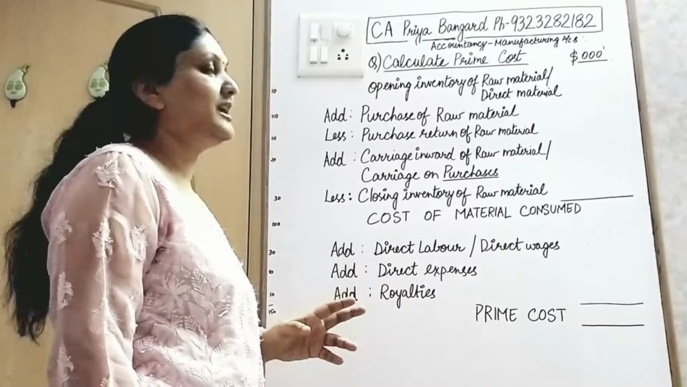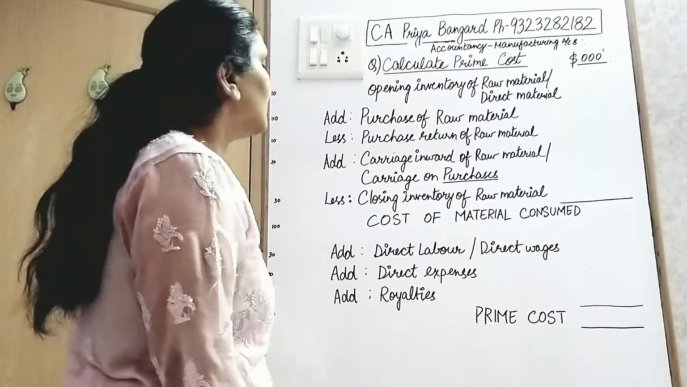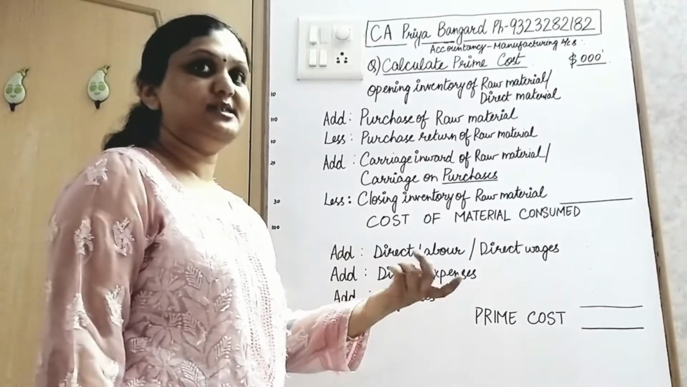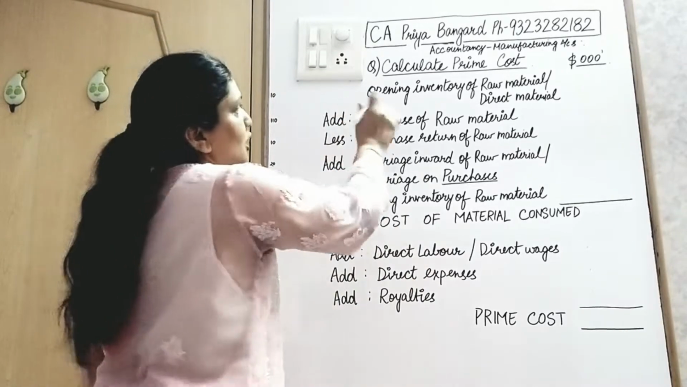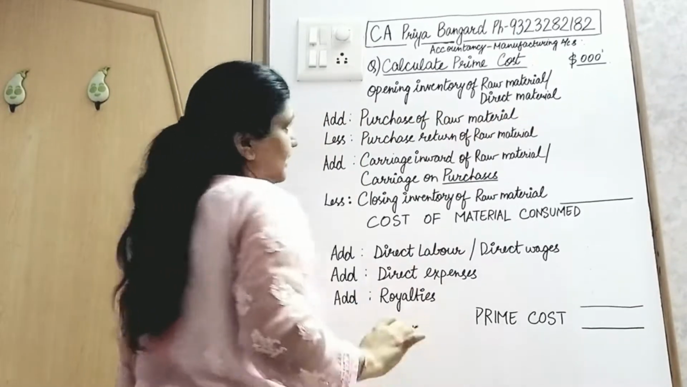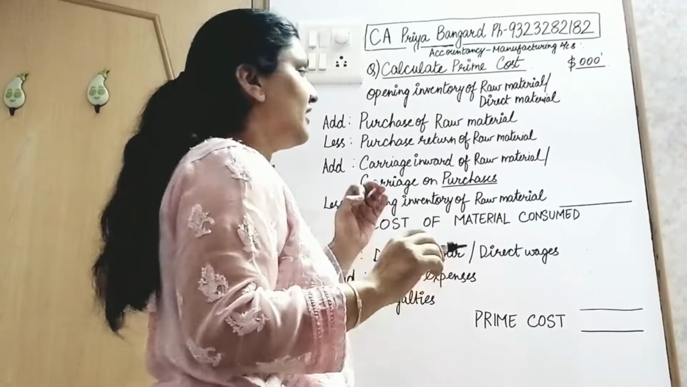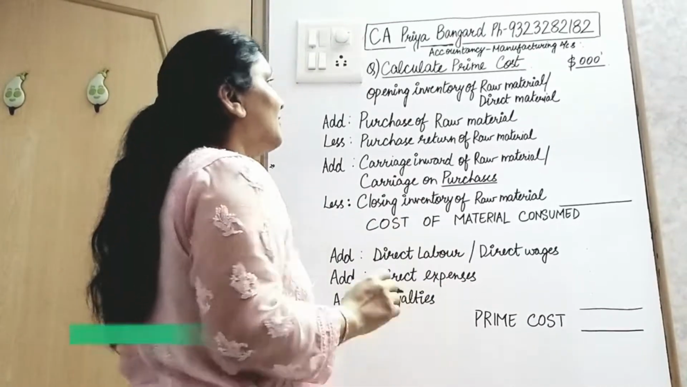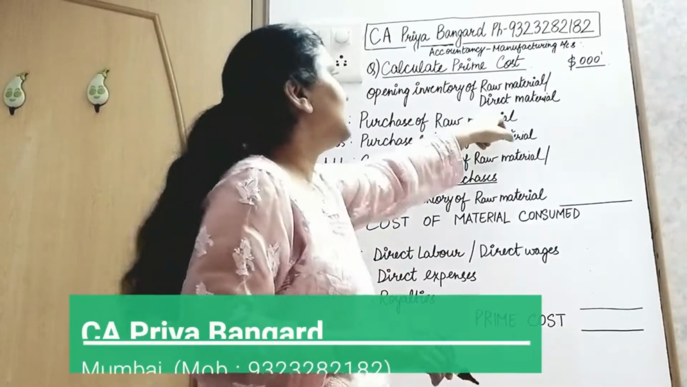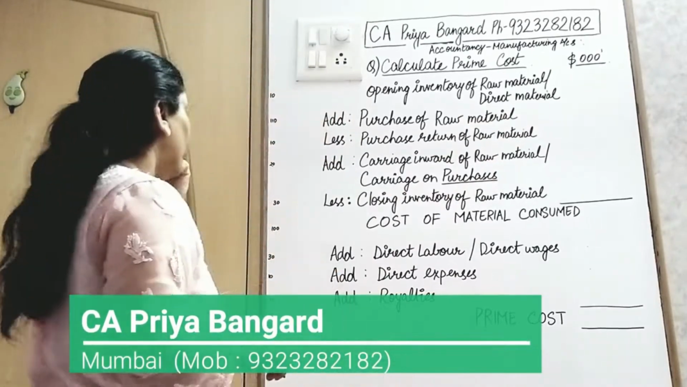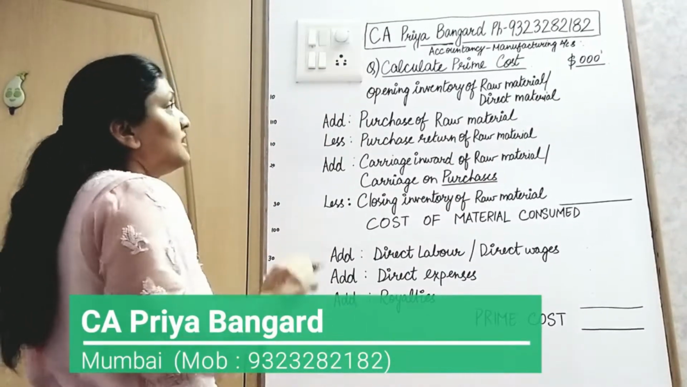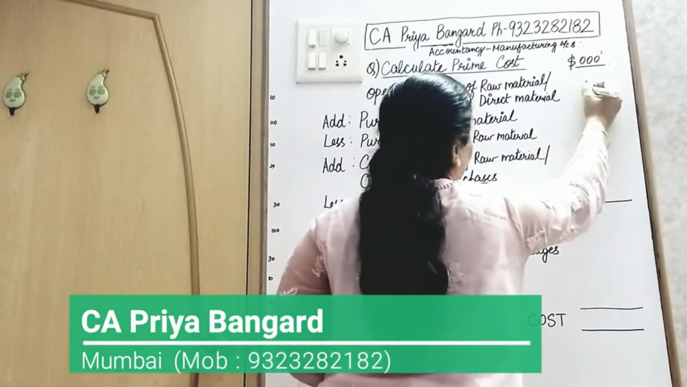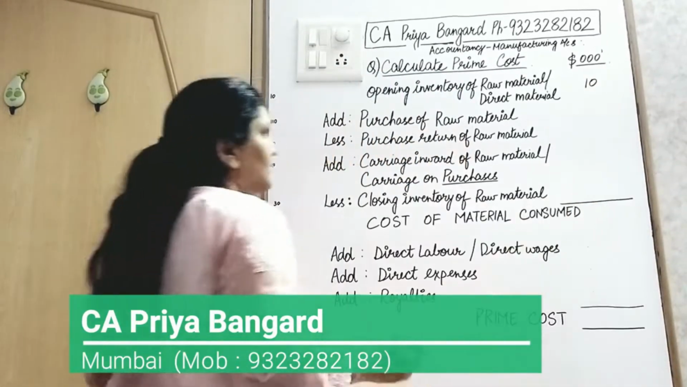Which we will calculate prime cost. So I will take some assumed figures. First, opening inventory of raw material. We start the sum if there is opening inventory of raw material, which is also called direct material. So opening inventory of raw material, say it is given as 10 in thousands.